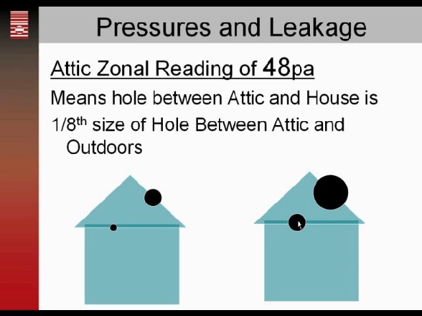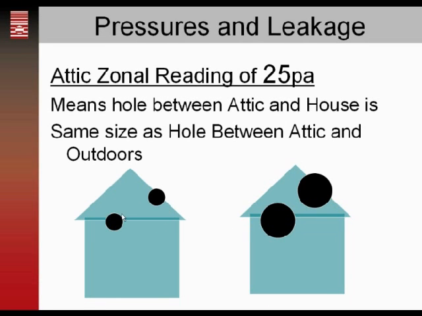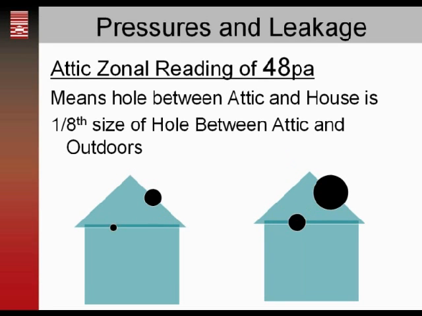We've got a bypass this size. In our previous example, we had a 25 reading and we had a hole the same size. So it's possible to have the same amount of bypasses with a reading of 25 as it is with 48. So this is very important, probably the most important thing I want to stress today: the reading you get house to zone doesn't tell you anything about the size of the hole. It tells you about the leakage ratio, house to zone and zone to outside.